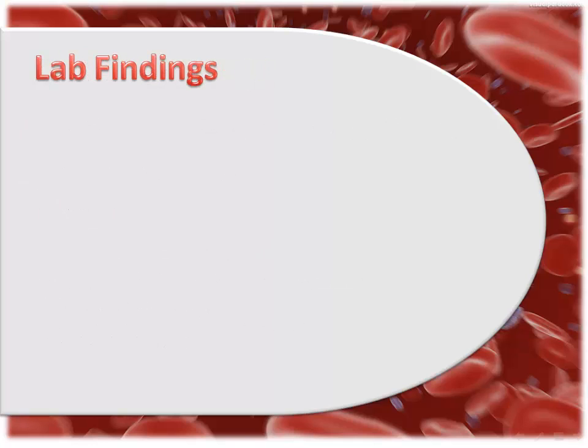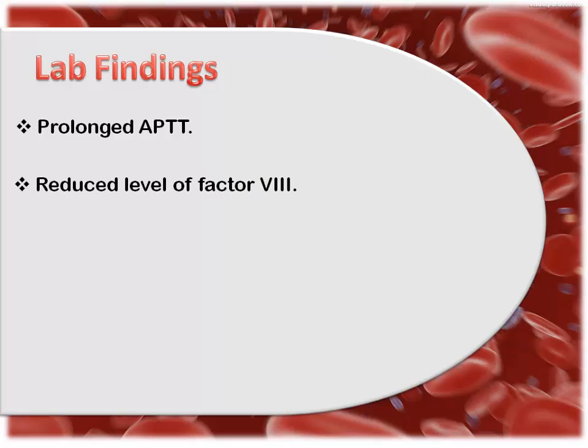The lab findings in hemophilia A will be a prolonged activated partial thromboplastin time and reduced level of factor VIII, of course, but the bleeding time, prothrombin time, and von Willebrand factor levels are all normal.